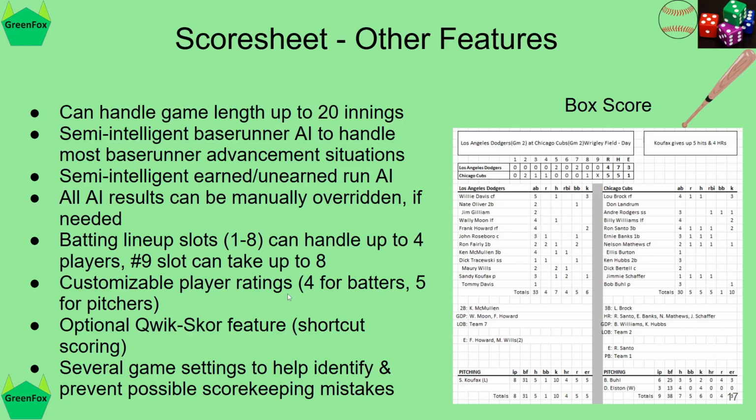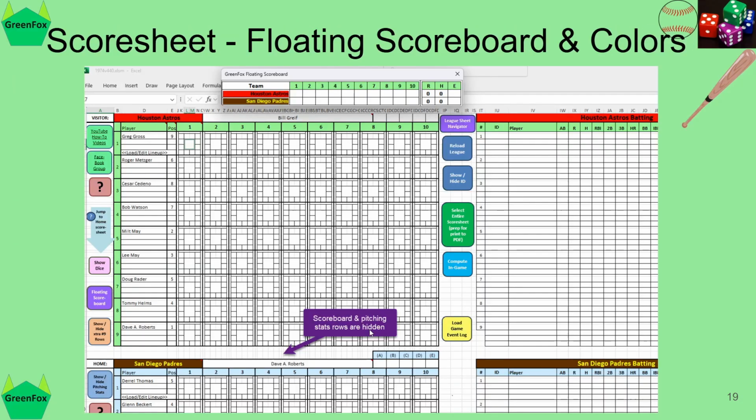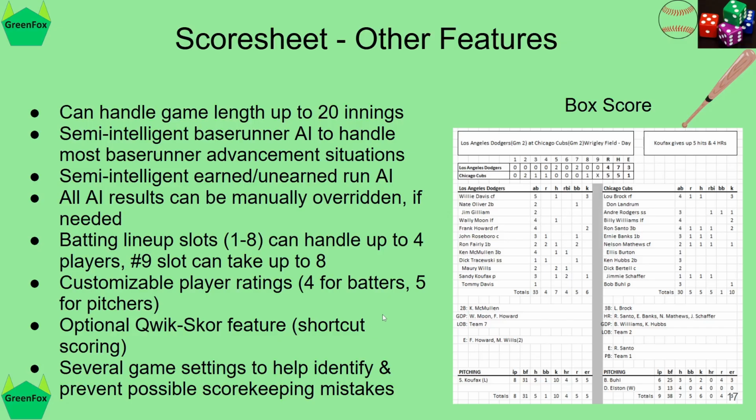Another feature of the score sheet is it has customizable player ratings, 4 for batters and 5 for pitchers. We'll get into more on this later. It has the optional quick score or shortcut scoring feature that we pretty much already talked about. The quick score feature is just shortcut scoring, and there are several game settings that help identify and prevent possible scorekeeping mistakes. Many of these are configured in the game options.